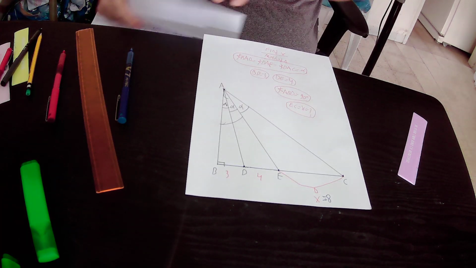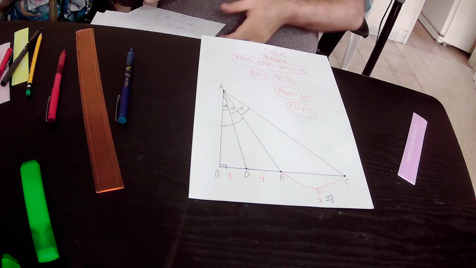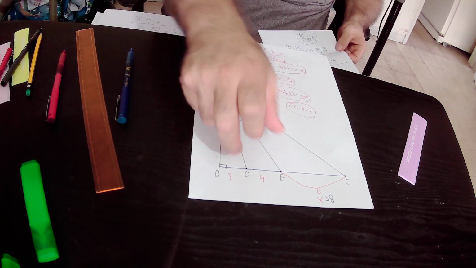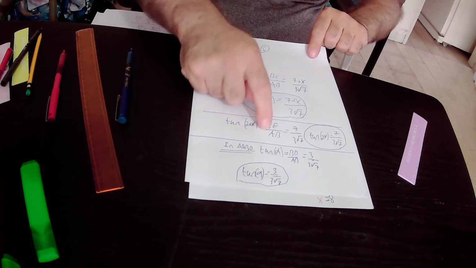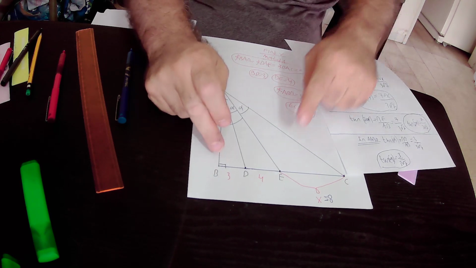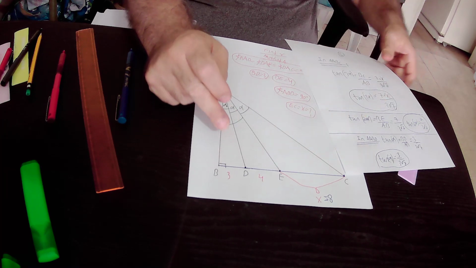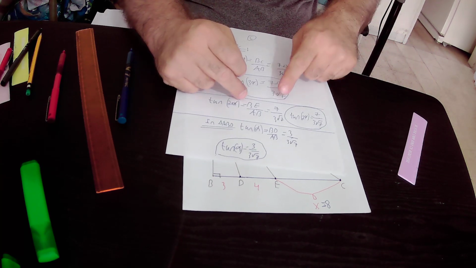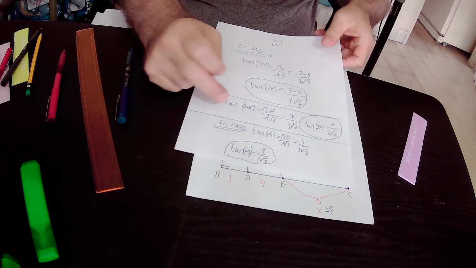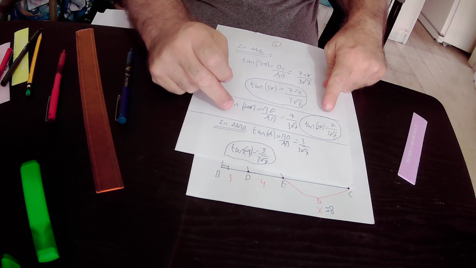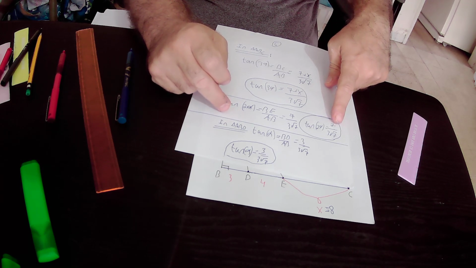Then we focused on the right triangle ABE. In the right triangle ABE, we know that tangent 2 alpha equals BE over AB. What is the value of BE? BE equals 3 plus 4, that is to say 7, and AB equals 3 times root 7. So in total, tangent 2 alpha equals 7 over 3 times root 7.